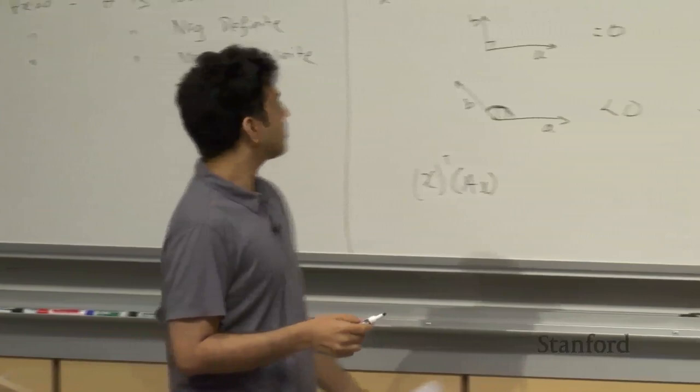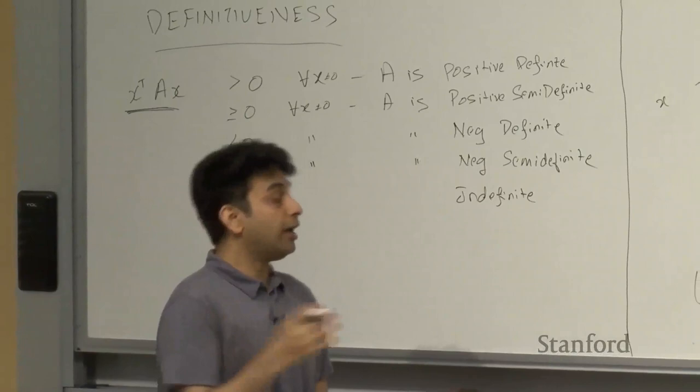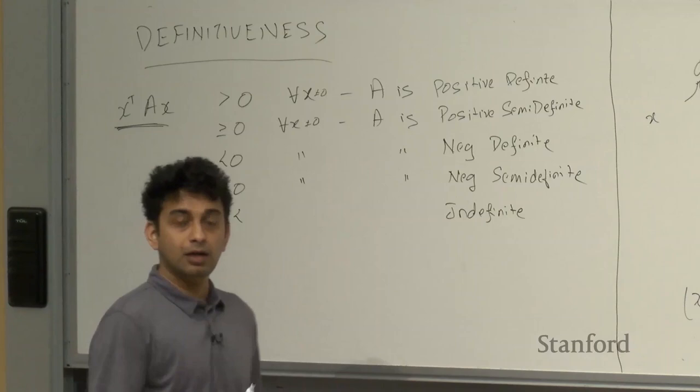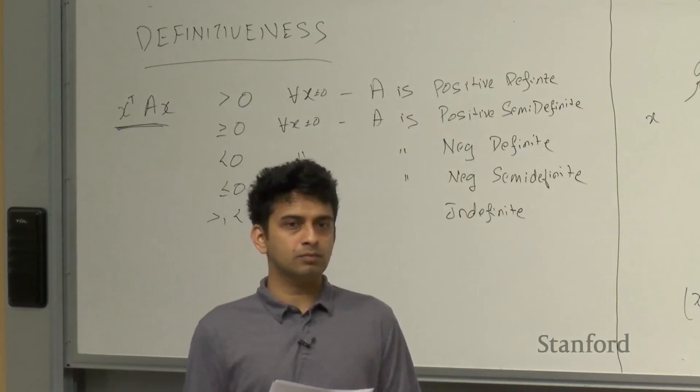Yeah, so when I say it is less than or greater than or equal to 0, for a few x's it's going to be greater than 0, for a few other x's it's going to be less than 0. So if you construct any symmetric matrix where one of the eigenvalues is positive and one of the eigenvalues is negative, there are going to be vectors corresponding to the eigenvectors of that matrix which will result in the quadratic form being greater than 0 or less than 0. Right? Any questions on this?